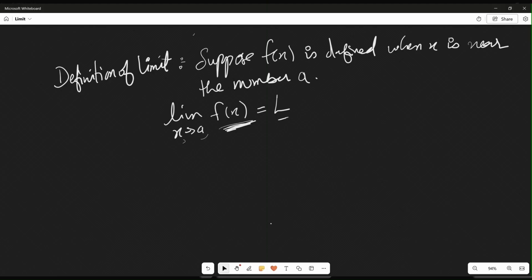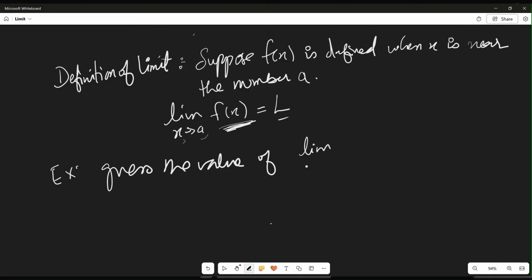What we mean by this is that x is not equal to a, however, it is close enough that we can find the value for this otherwise undefined function. For example, guess the value of the limit as x approaches 1 of the function (x minus 1) over (x squared minus 1).